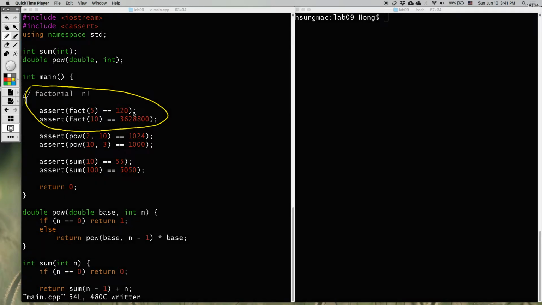Let's design a factorial function recursively. Factorial in math is defined using the notation exclamation mark. So 2 factorial means 1 times 2. 3 factorial means 1 times 2 times 3, and the like. So up to n we keep multiplying from 1.